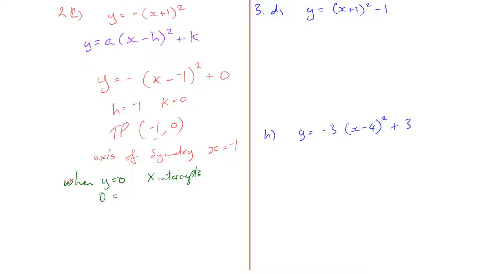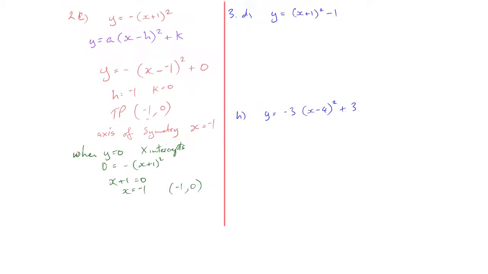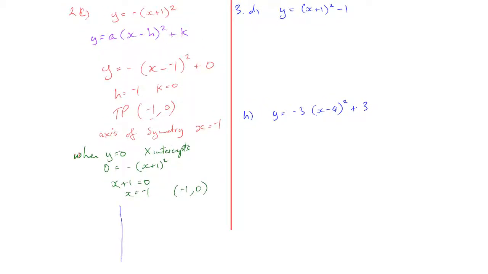So 0 equals negative (x plus 1) squared. What would make that true? When would that equal 0? That would equal 0 when x plus 1 equals 0. So x would equal -1. So it only has one x-intercept at x equals -1. So -1, 0. If I sketch this graph, I'll use blue because I've done a few other colors. It touches at -1, 0.